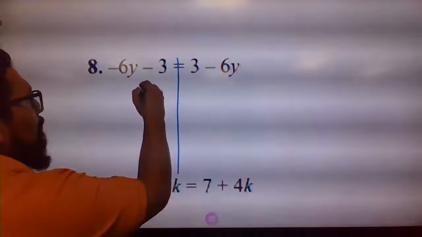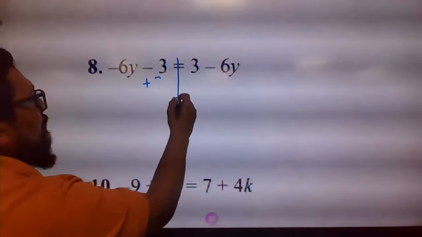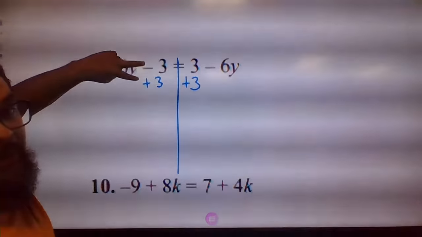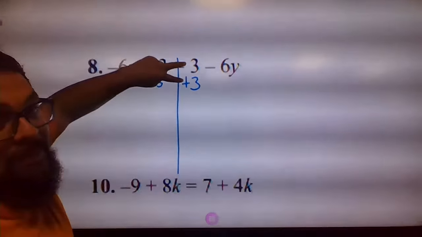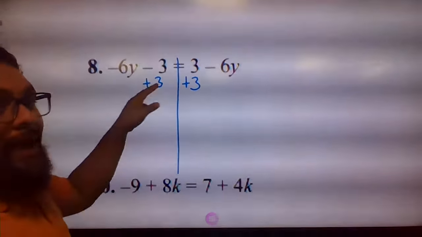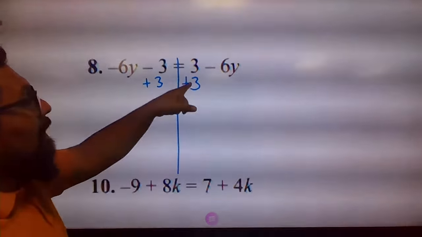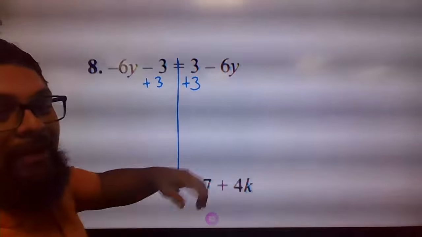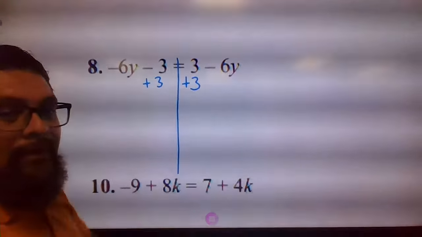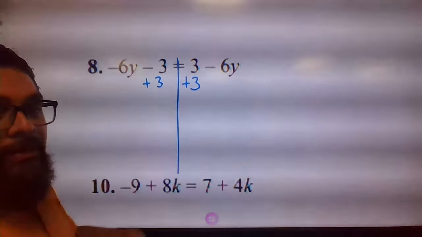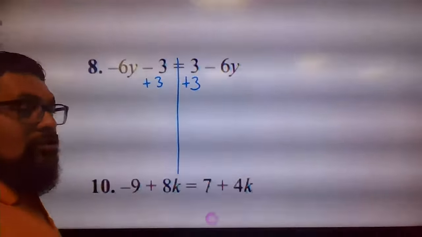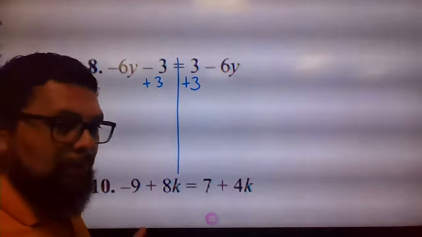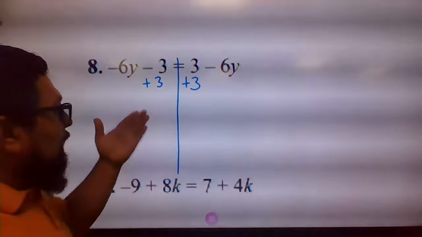I'm going to add 3, and I'm going to add 3. The reason why I'm adding 3, so this is 0, and then this is going to be 6. But the reason why I'm not subtracting 3 is because if I subtract 3, then this becomes 0, but then this becomes a negative. We want to get rid of negatives. We don't like negatives. Just like in the real world, we don't really like negative people. We want to be around positive people. So that's why we have to make it positive.